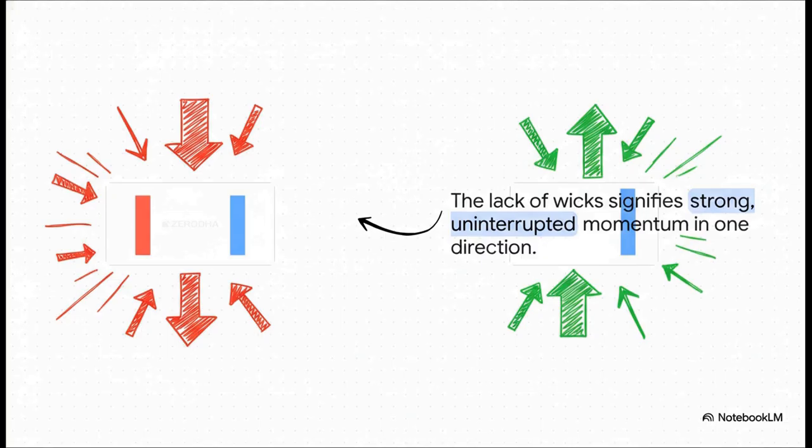So a big green Marubozu shows you intense, relentless buying pressure right from the opening bell to the close. And a red one? You guessed it, it's the exact opposite, just overwhelming selling pressure. This candle is the clearest possible statement of momentum. There is zero ambiguity here. It literally screams confidence from one side of the market.